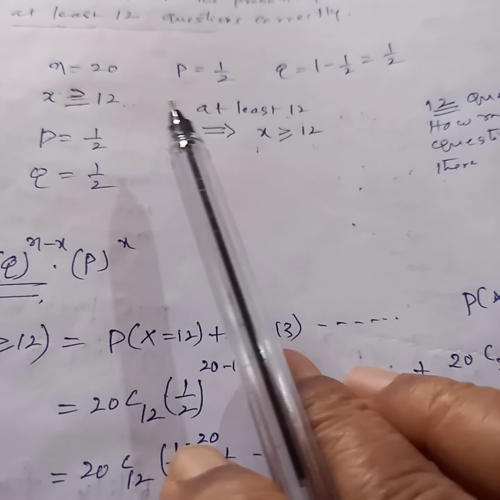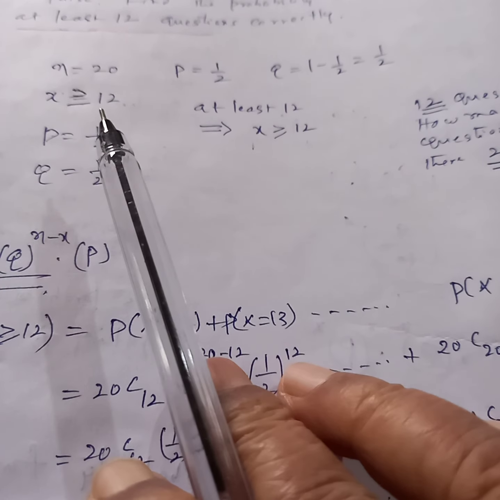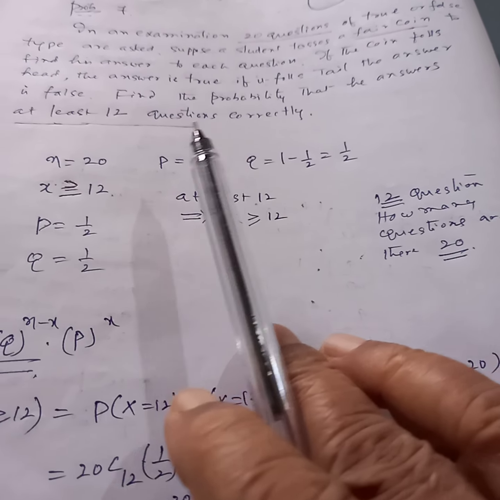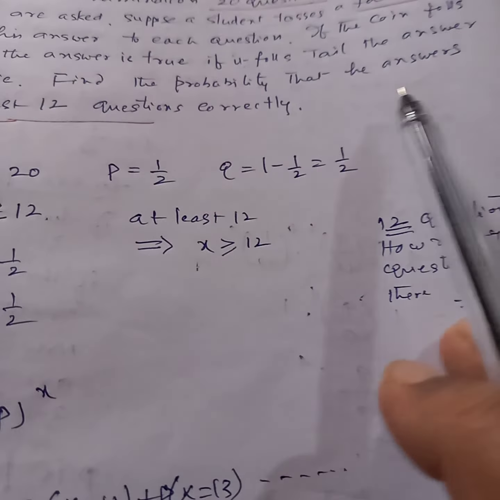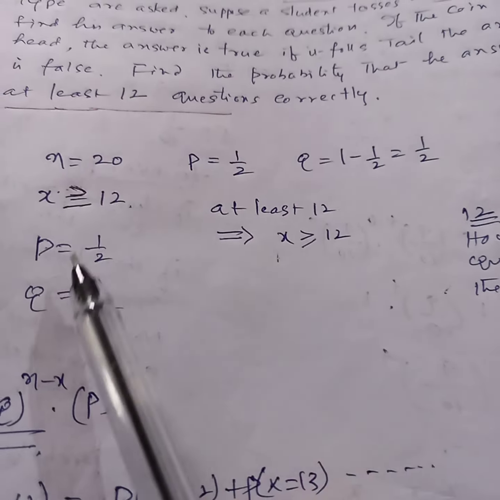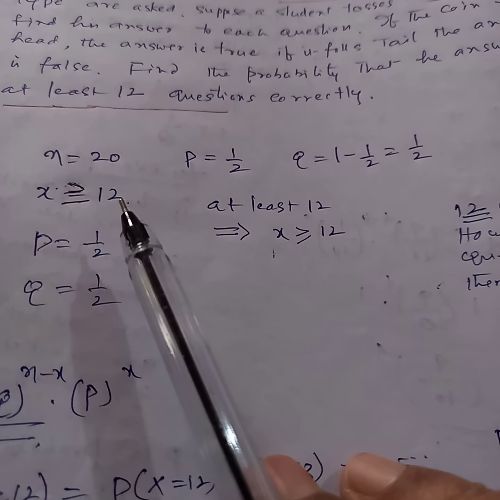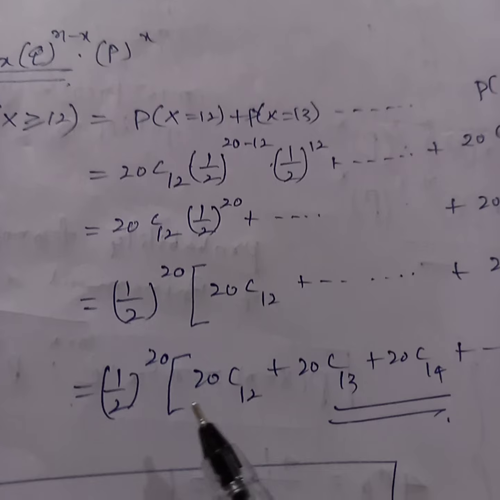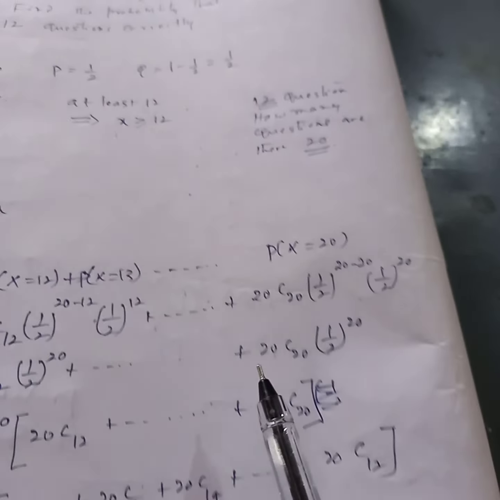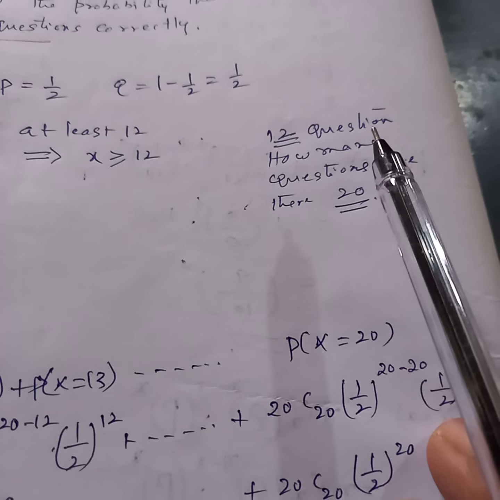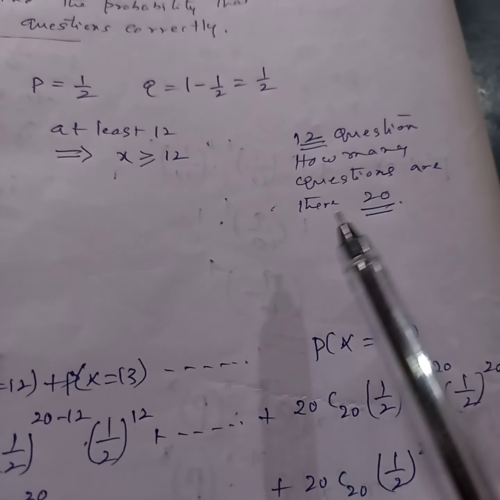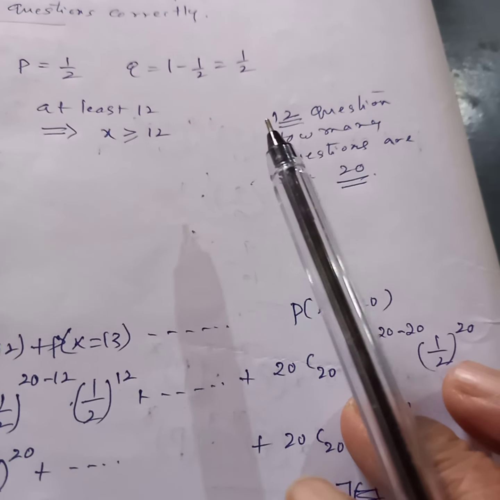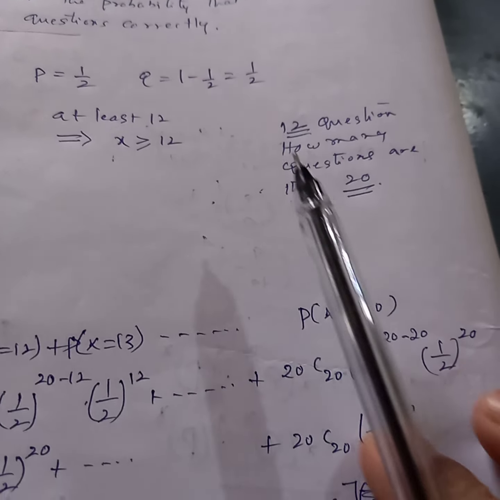So n is 20, p is half, q is half, x is greater than or equal to 12, because the probability that he answers at least 12 questions. At least means it can be 12 or it can be more than 12, and the value of x moves up to 20. So this is the final answer. How many questions are asked? 20. It can be 12, 13, 14, up to 20 because n is 20.